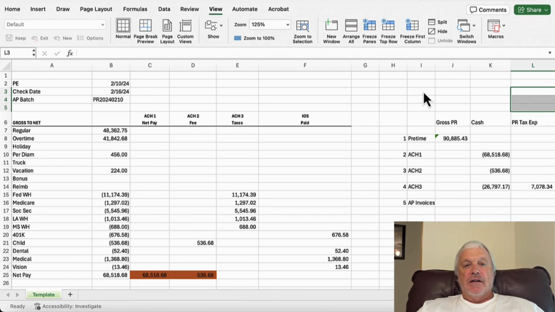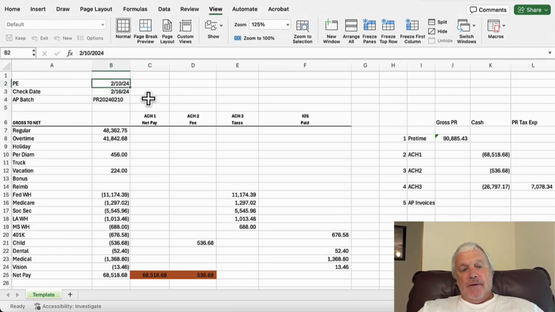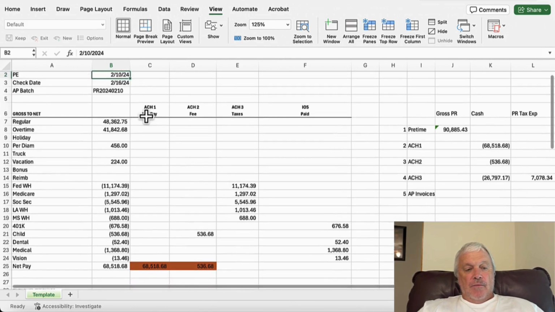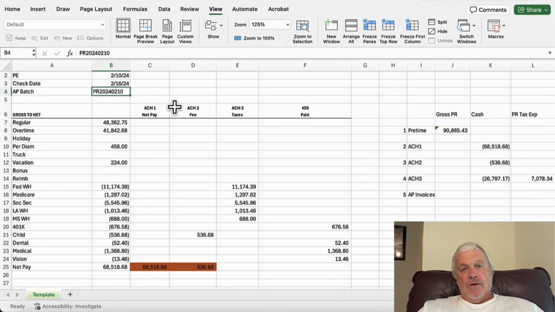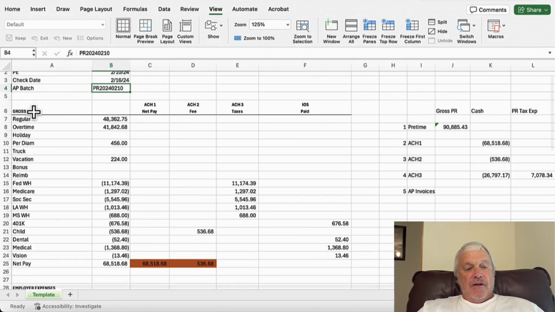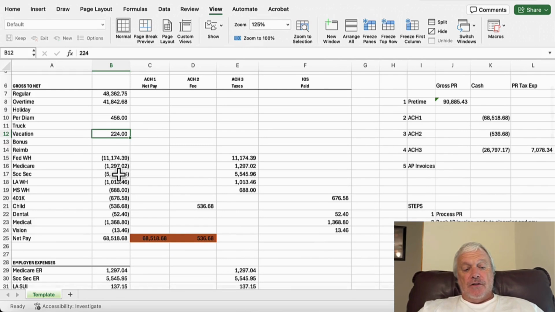I need information to get the gross to net, and I'll explain that in a minute. You can see I'm in Excel here, and in this example, there's a payroll back in February. We assigned it an AP batch. More about that later. And we figured out the gross to net. Regular wages, overtime, per diem, things that add to the check. And then we figured out the deductions, tax deductions, 401k, and so on, down to the net pay. We had to figure that out.